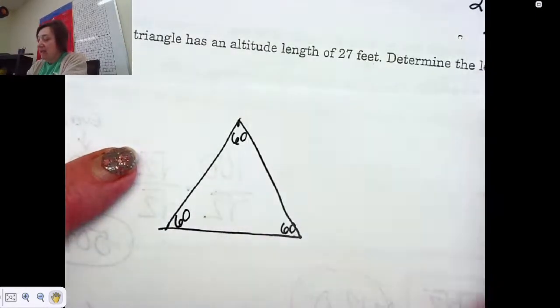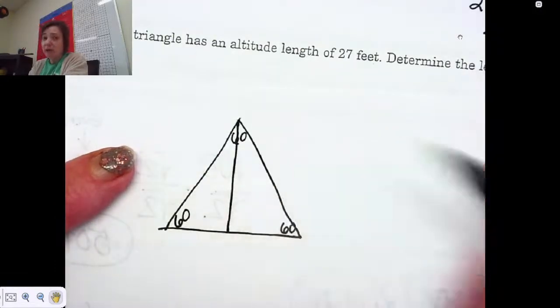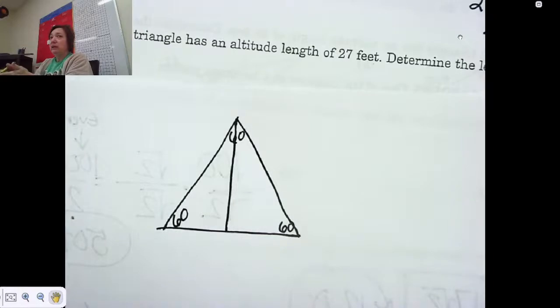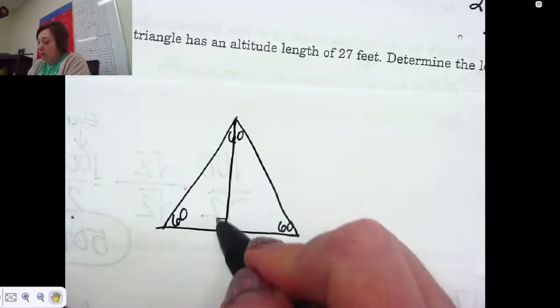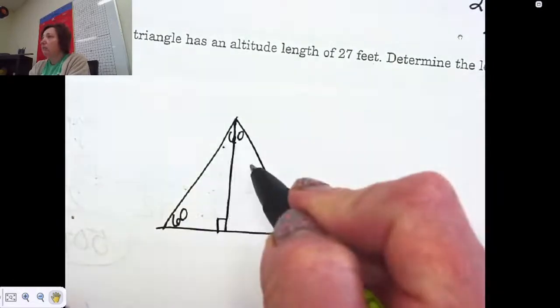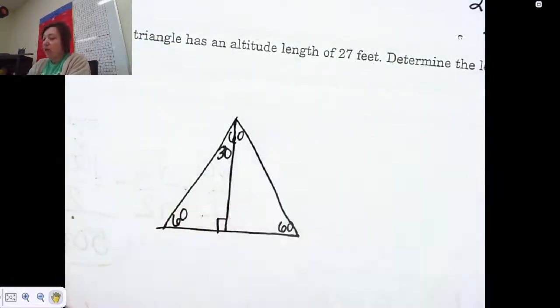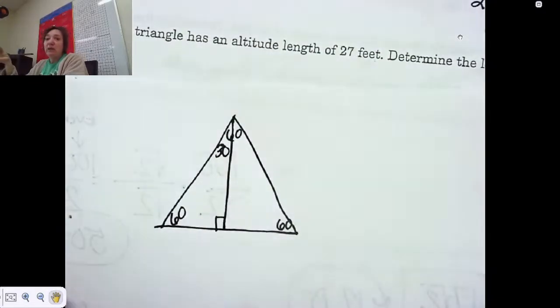And then it says it has an altitude. Now, an altitude on an equilateral triangle is going to split it right in half, right? So that's going to be 90. What does this angle right here become? That's 30. Starting off with knowing what you're looking at is going to make a whole lot of sense, right?